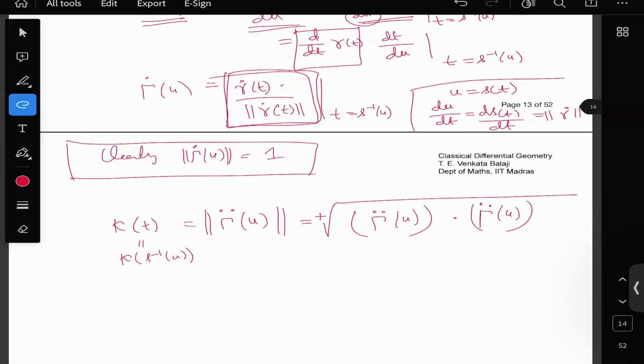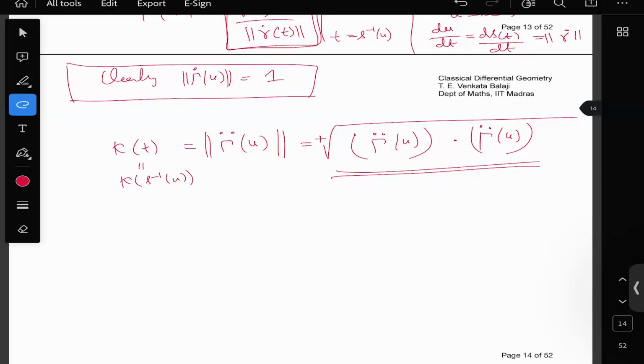But the point is that at the end of all this, I want everything only in terms of small gamma and t. I don't want any u, I don't want any arc length there. All these things should go away. Finally, my formula should just depend on small gamma of t, which is the regular parameterization that I started with, which need not be unit speed. That is what is helpful for calculations. So you have to do this.